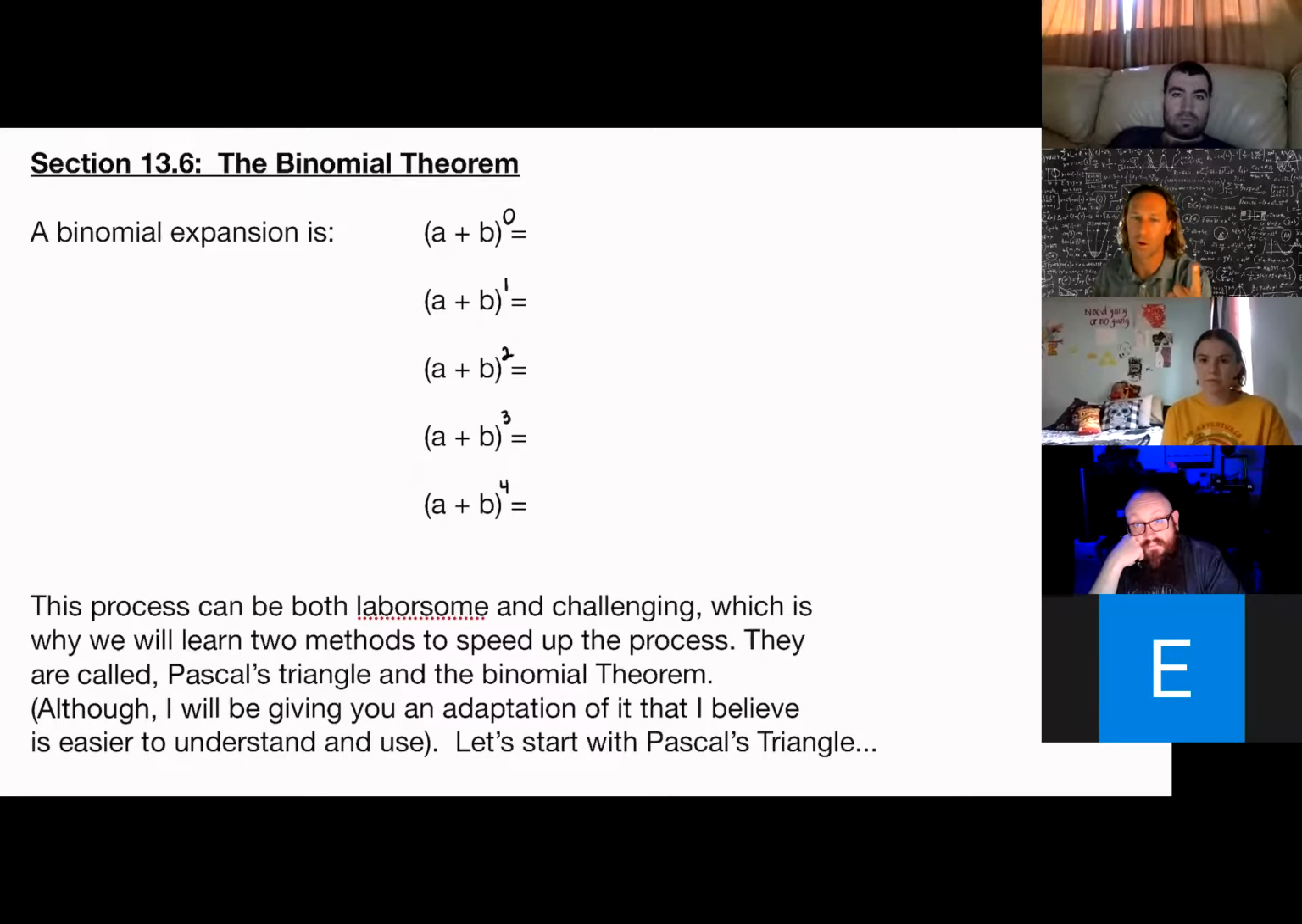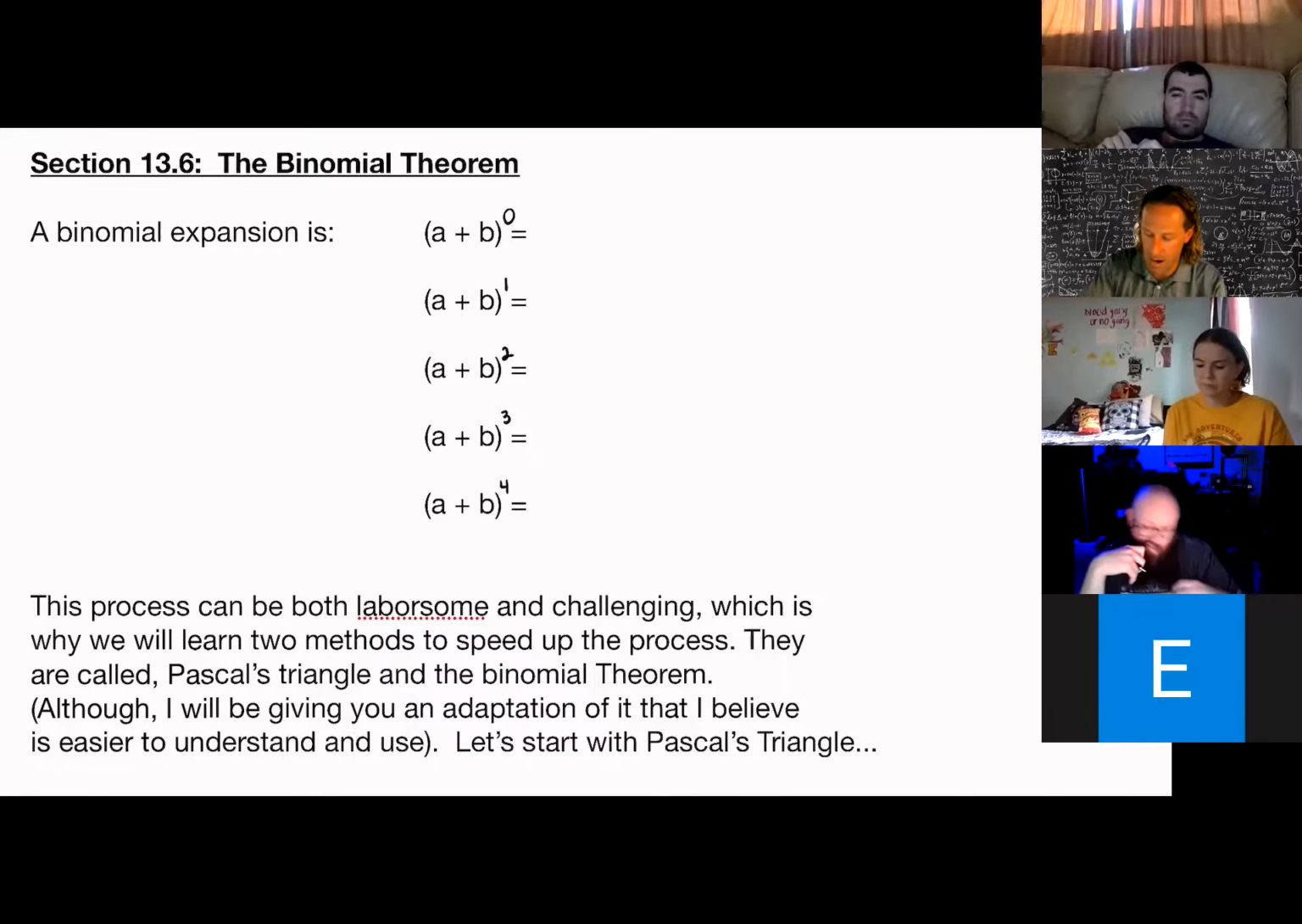I'm going to show you one way called Pascal's triangle, and then I'm going to show you an adaptation of the binomial theorem. So I'm still going to show it to you, but not all in its glory. I'm just going to take the key parts from it and show you how to use the parts that you need.